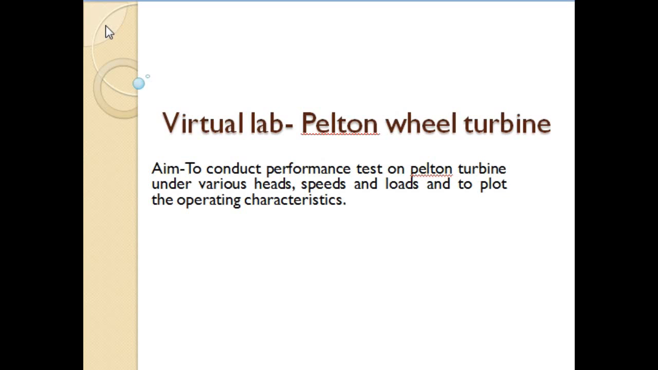Welcome to the video lecture on the virtual lab for the Pelton wheel turbine. The aim of the experiment is to conduct the performance test on the Pelton wheel turbine for various head values and for various speed values, then to plot the operating characteristics of the Pelton wheel.